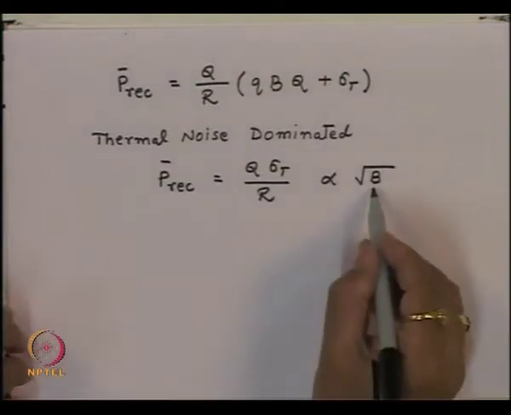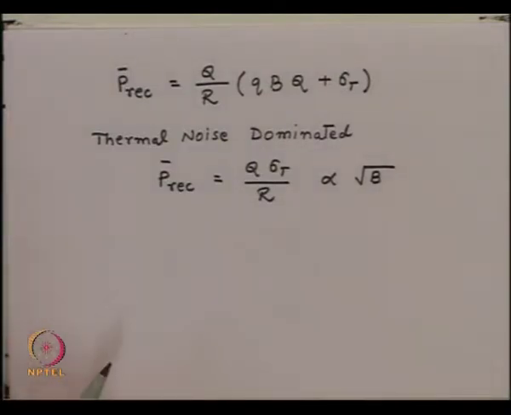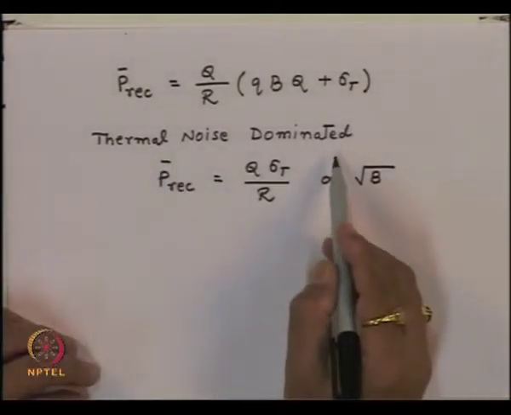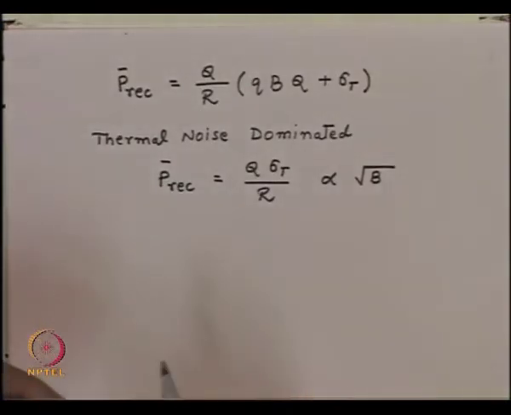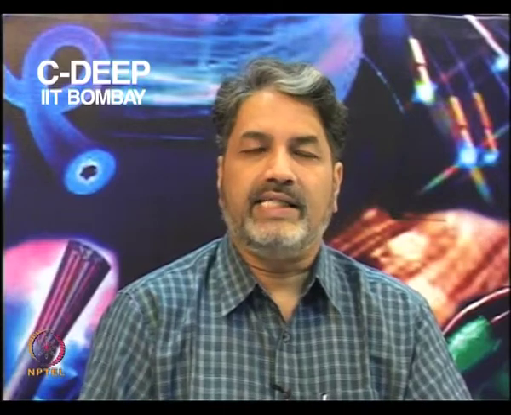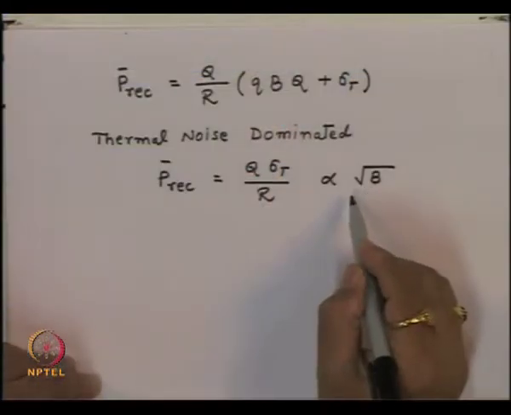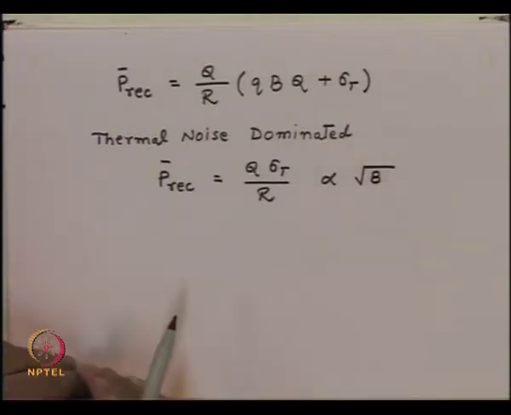And since the bandwidth is directly proportional to the data rate, essentially what we are saying is that in the thermal noise dominated regime, as the data rate increases, the minimum power required to achieve the required bit error rate has to be increased, and that power is proportional to the square root of the bandwidth. So, the requirement of the power increases, but it is not very rapid because it is going to increase as the square root of the bandwidth.